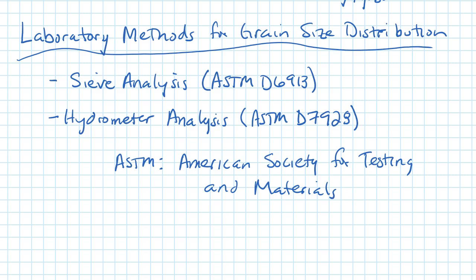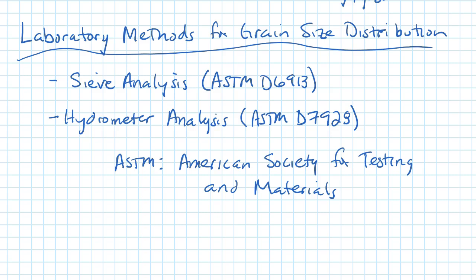The sieve analysis is used to develop the grain size distribution for soils that are greater in size than 0.075 millimeters. So these are sands and gravels. The hydrometer analysis is used to determine the grain size distribution for those materials that are finer than 0.075 millimeters.